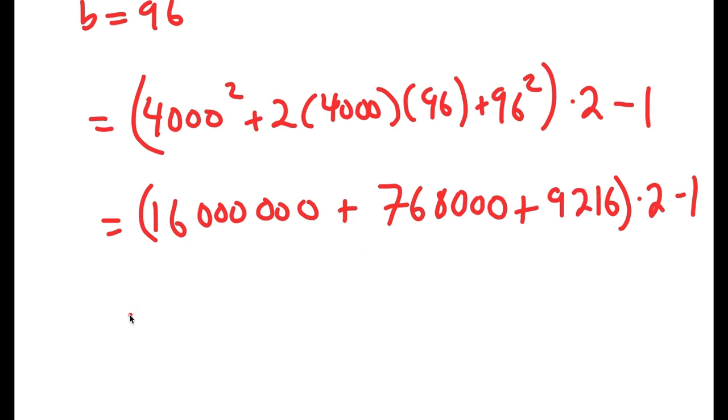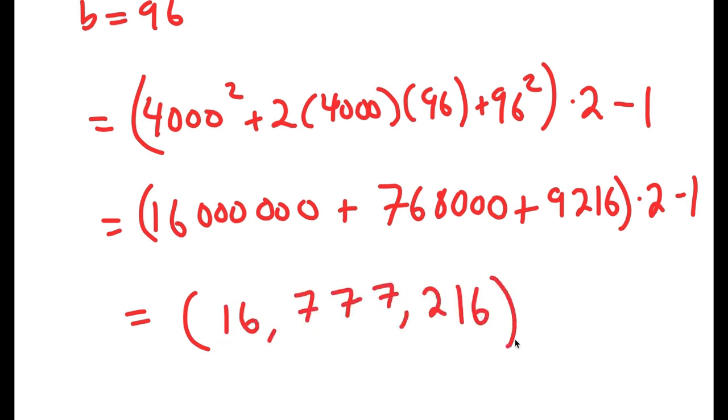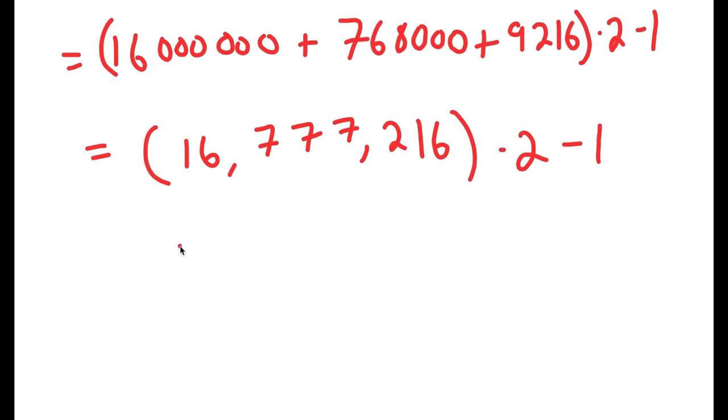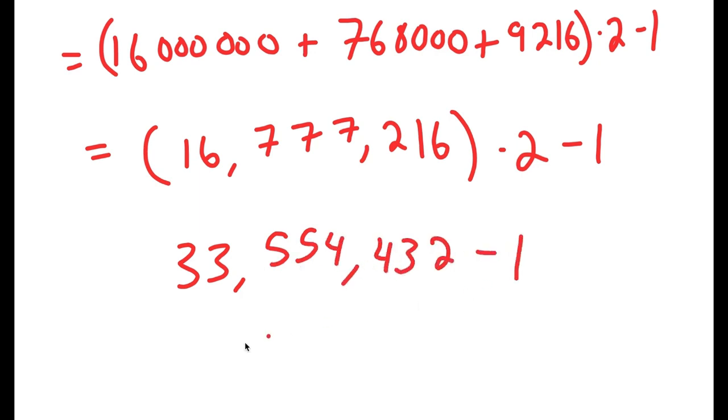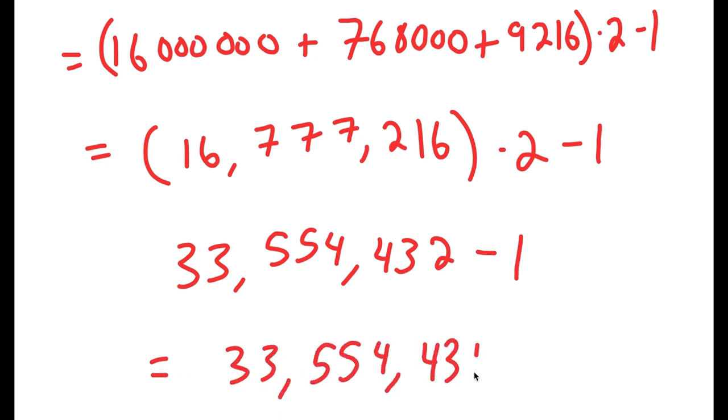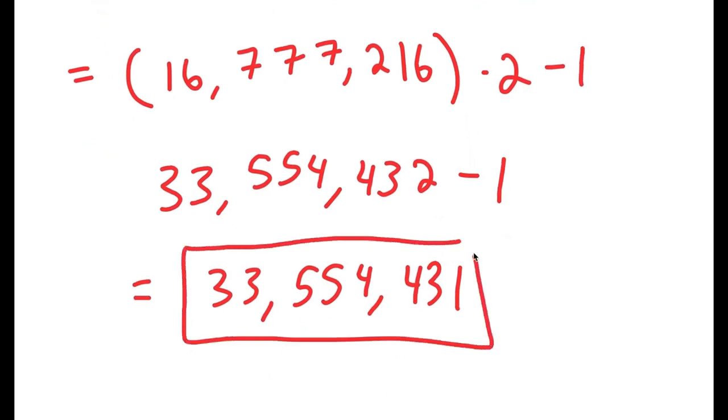So now I'm going to add all these up. If I add all of these up in the parentheses, I get 16,777,216. So now I have this times 2 minus 1. So if I multiply this by 2, I get 33,554,432. And I have this minus 1, which is equal to 33,554,431. So this is my answer to this problem.